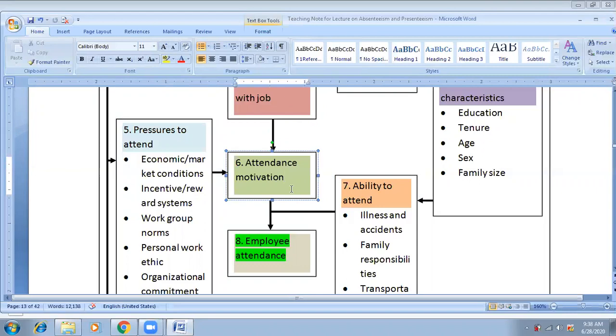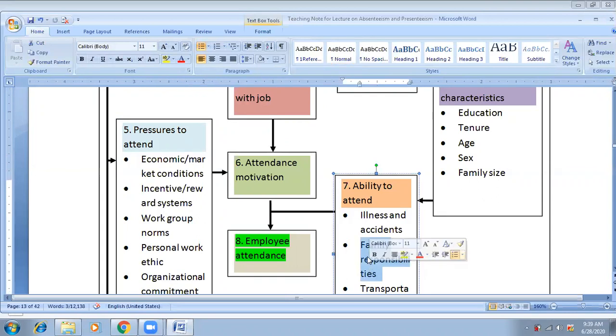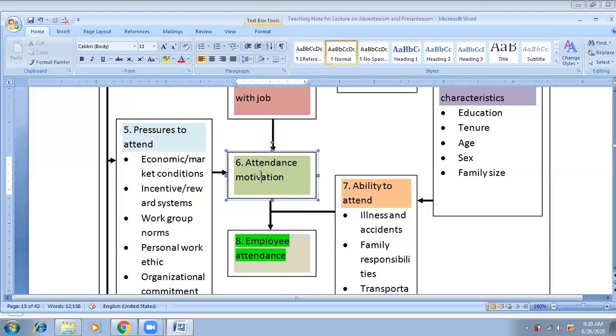You couldn't attend, or family responsibilities. As you know, mother got ill, or your spouse got ill. Then you have to attend to that matter. Then even though, because of high incentive, you had high attendance motivation, you wanted to attend, but because of family responsibilities, you couldn't do that. Okay, so likewise, please understand.